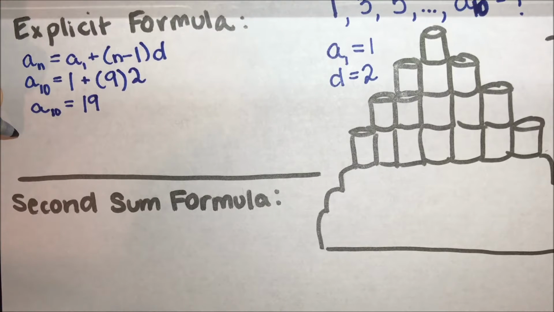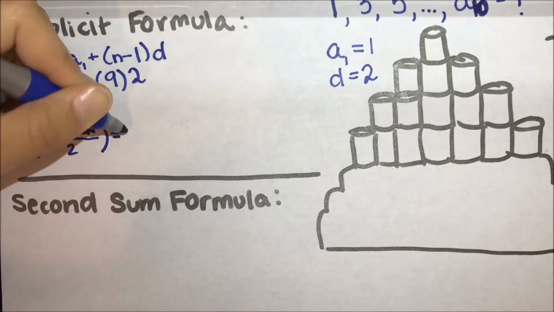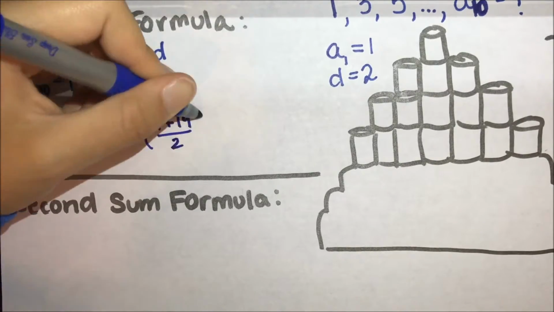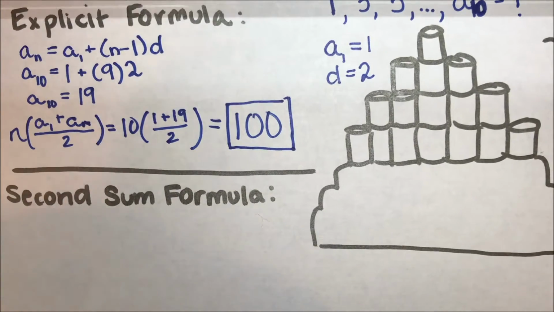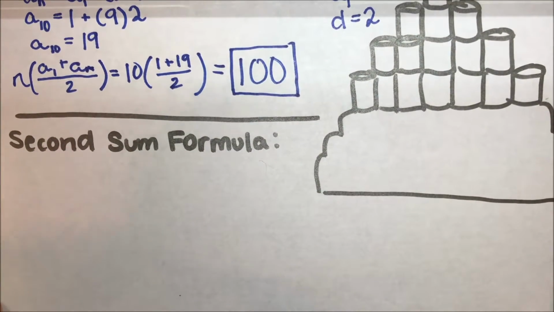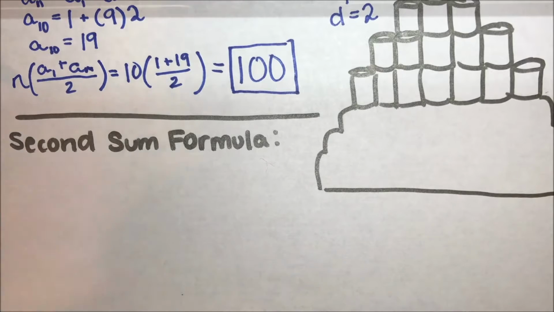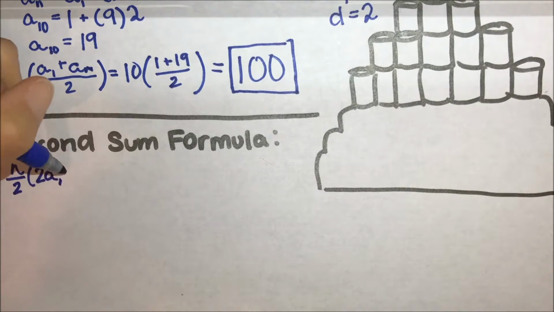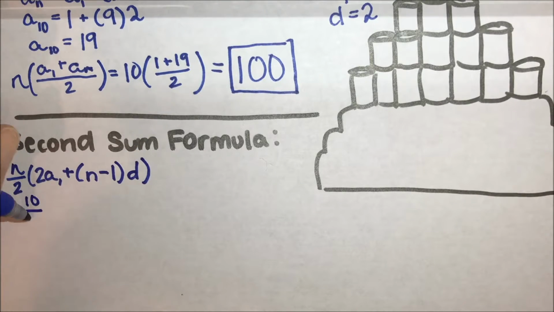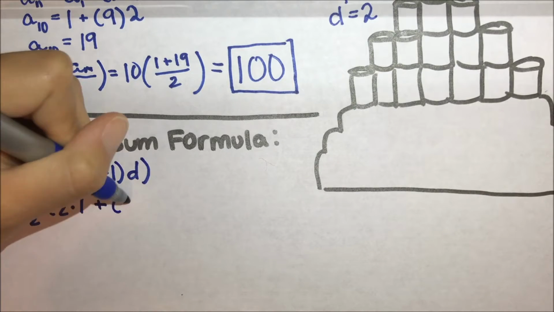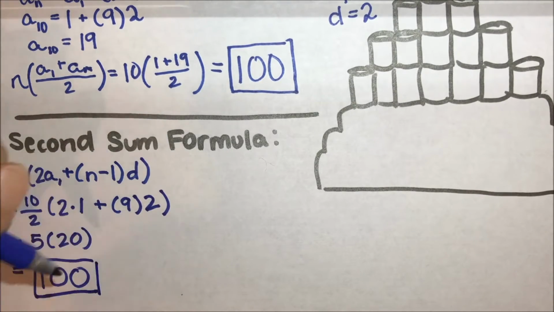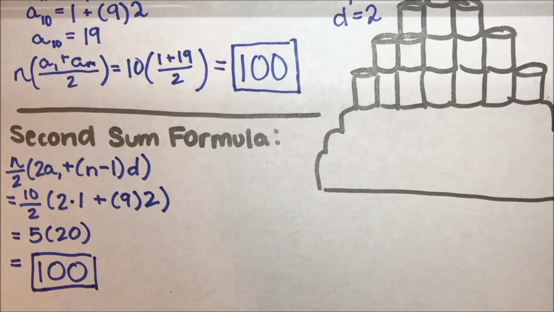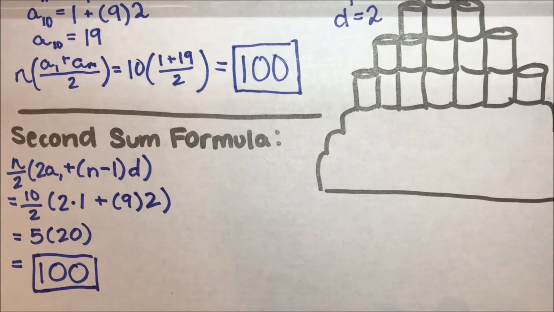So then that will give us 19, and then we plug it back into the first sum formula to get 10 times the quantity of 1 plus 19 divided by 2, which gives us 100. If we use the second sum equation that we talked about, it'll give us 10 divided by 2 times the quantity of 2 times 1 plus the quantity of 10 minus 1 times 2. And then this will also give us 100. So the total number of cans that this grocery display has is 100.